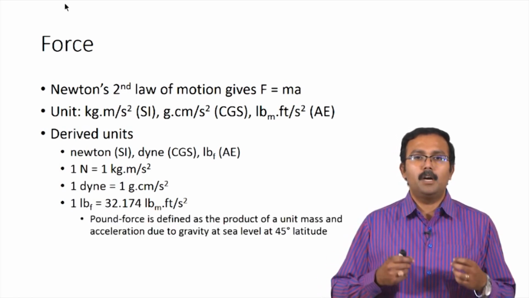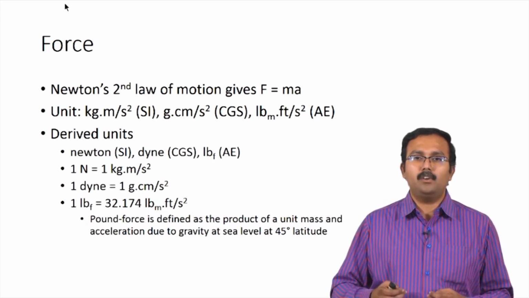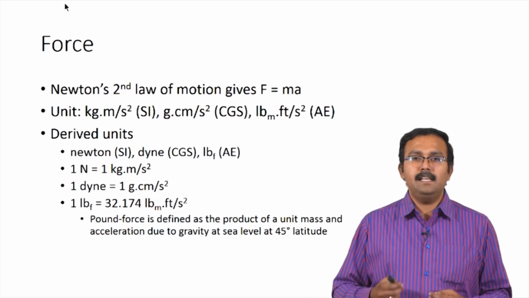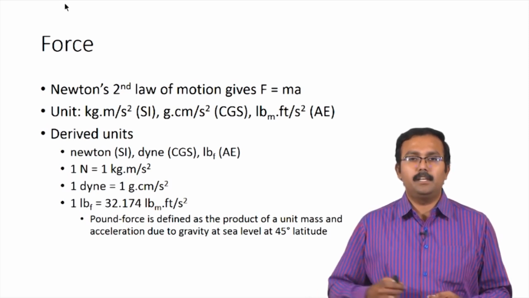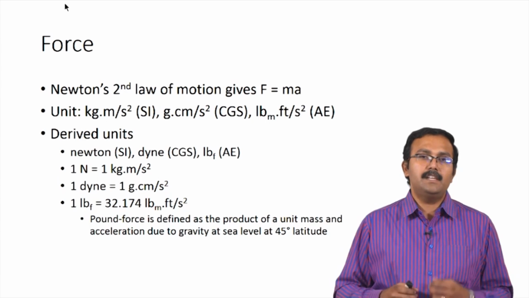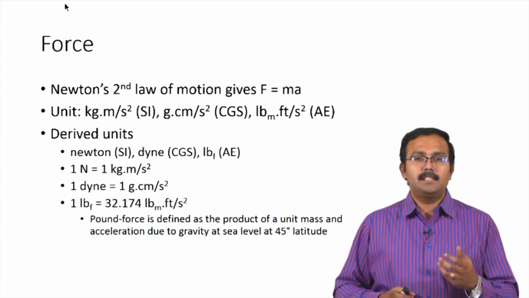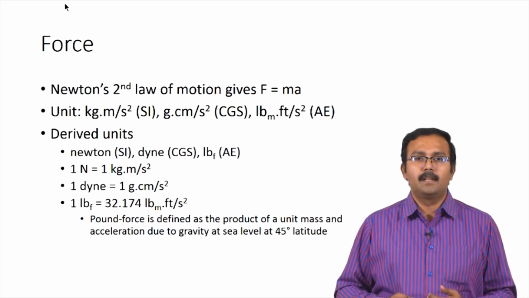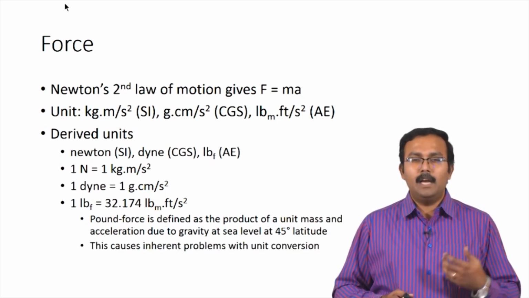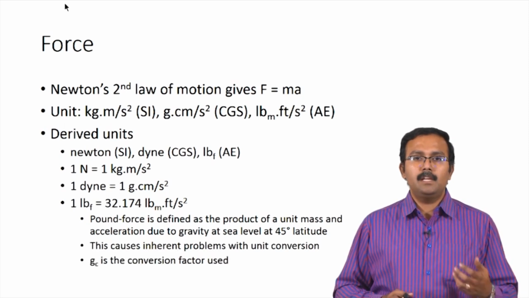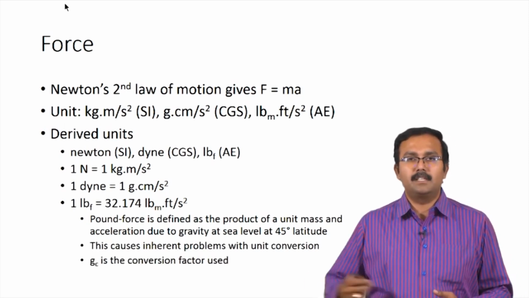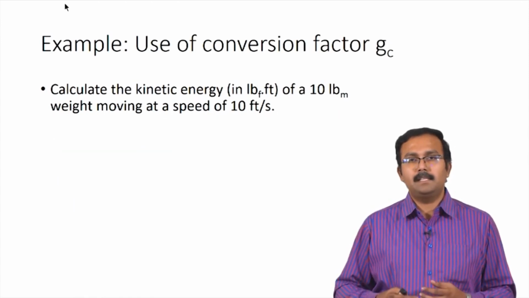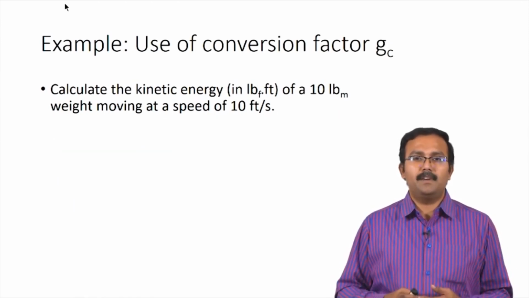This is because a pound force is defined as the product of a unit mass and the acceleration due to gravity at sea level at 45-degree latitude. Because of this definition for pound force, there is an inherent problem with conversion whenever we use the pound force term. To overcome this, we use something called GC, which is the conversion factor. Let us look at an example problem which will hopefully help us understand how to use this conversion factor GC.